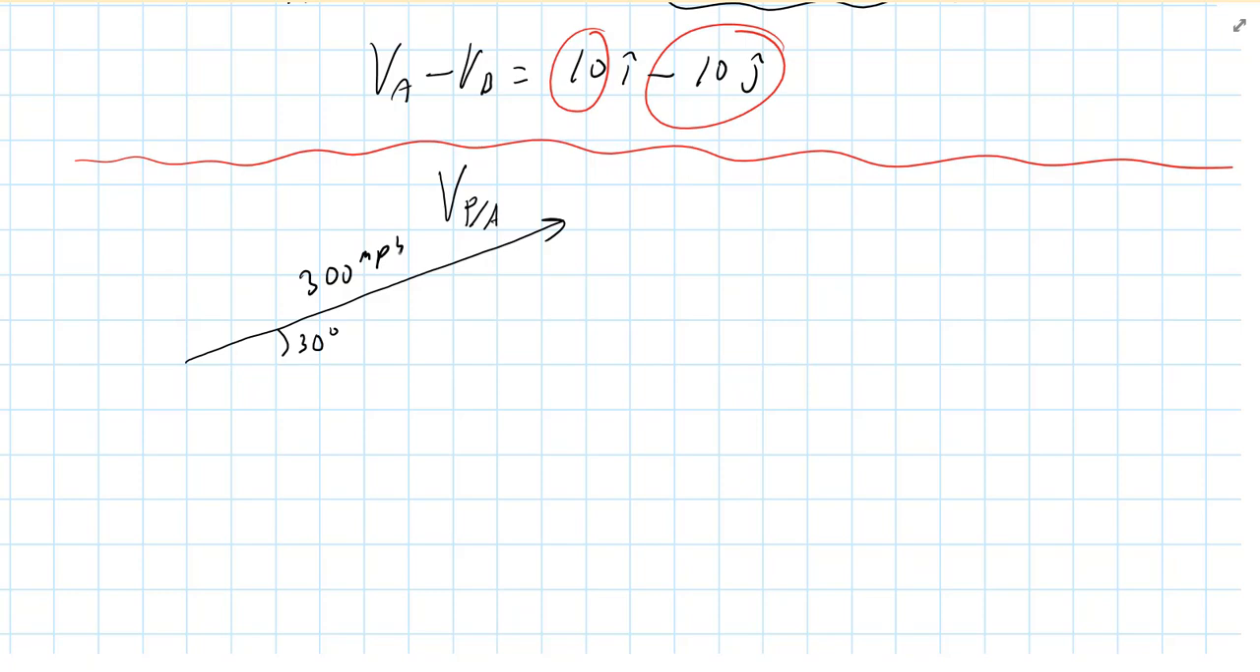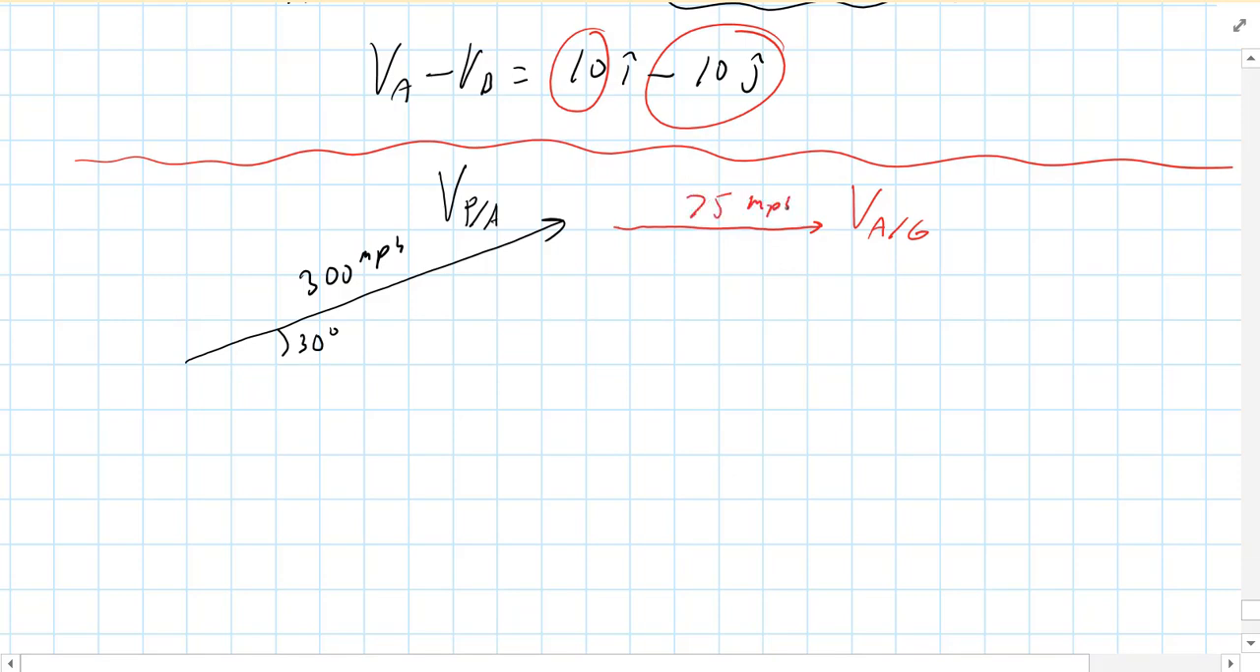miles per hour. However, what if you were flying in a wind? And to keep this simple, let's say the wind is going due east or to the right, and that's the velocity of the air with respect to the ground. Okay, and just for the sake of argument, let's say that's 75 miles per hour. You're up in the jet stream somewhere.